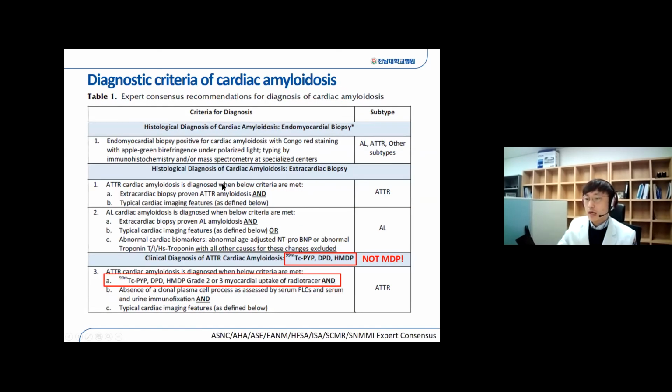It is quite important to remember that technetium MDP should not be used for ATTR cardiac amyloidosis assessment, because the sensitivity of this agent is quite inferior to the other 3 agents. So MDP is not currently included in the clinical guidelines. Please use the pyrophosphate, DPD, or HMDP only, and not MDP.